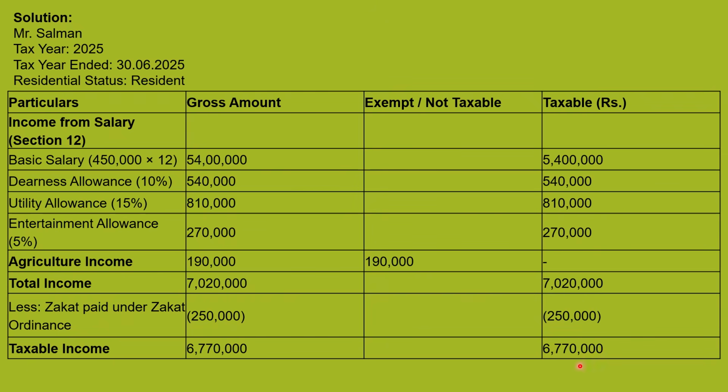For the calculation of tax, remember first we should calculate taxable income. When taxable income is calculated, then we will apply tax on it and calculate the tax according to the slabs, according to the rates given in the table for salaried individuals. So here it is 67,70,000. Now we'll move to the calculation of tax on this taxable income.